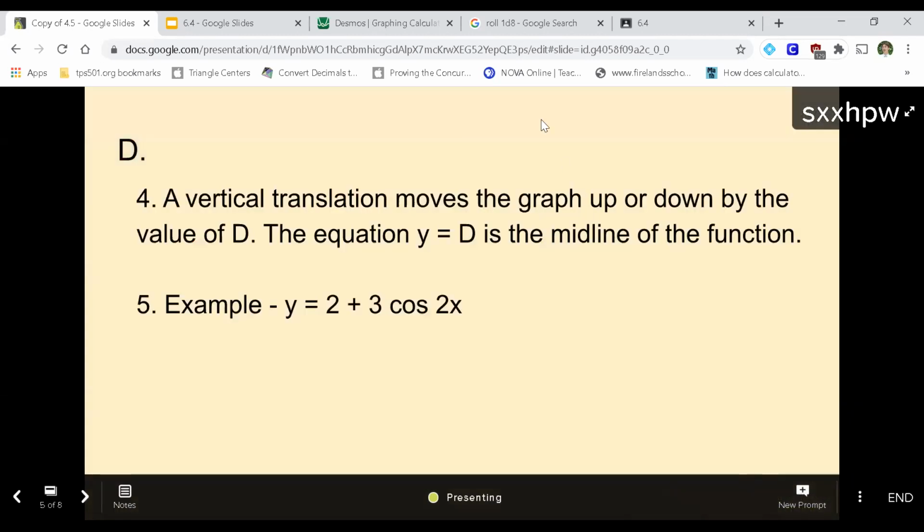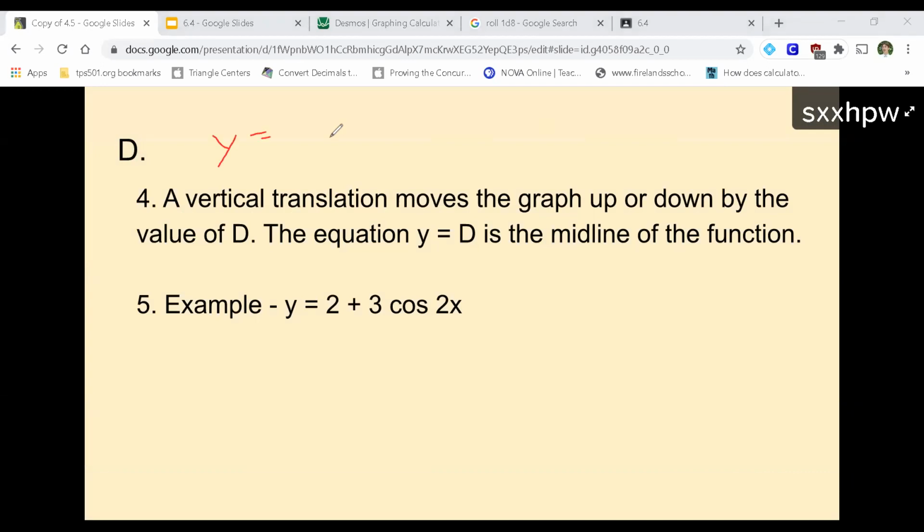All right. So again, you can write any sine or cosine function in the form of a cosine bx minus c plus d. The last thing we have to talk about is what would a d value do to your function? And that's actually not so bad. It is your vertical translation. So it moves the graph up or down by d. The equation then, y equals d, is the midline of your function.